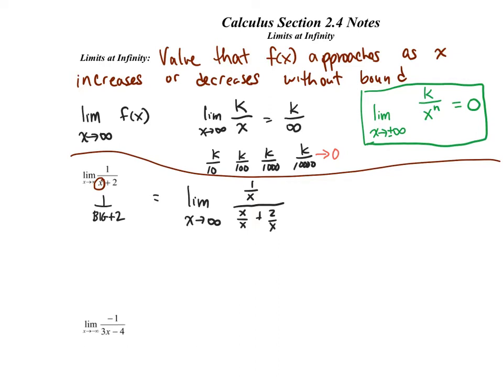Now remember, any number over x to any power as you go to infinity or negative infinity is 0. So 1 over x would go to 0. 2 over x would also go to 0. And x over x, remember, is just 1. So this limit is going to go to 0 over 1 plus 0, which is 0. So in this case, the limit of this function goes to 0 as you go off to infinity. Or actually negative infinity as well, because the same concept would apply.